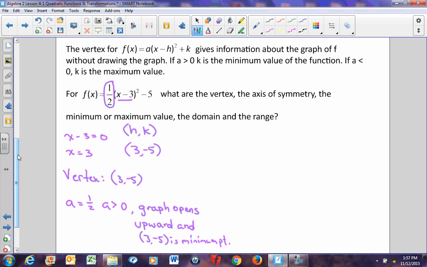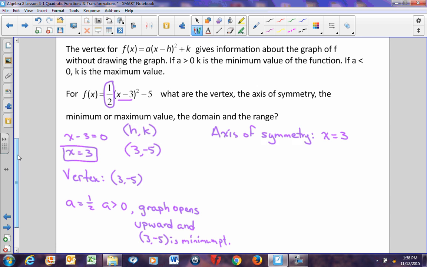The axis of symmetry, remember the axis of symmetry is this right here. Whatever you solve for x, that's always your axis of symmetry. So since we got x equals 3, my axis of symmetry is x equals 3. So we found the vertex, the axis of symmetry, the maximum and minimum value. So now all we need to do is the domain and range.